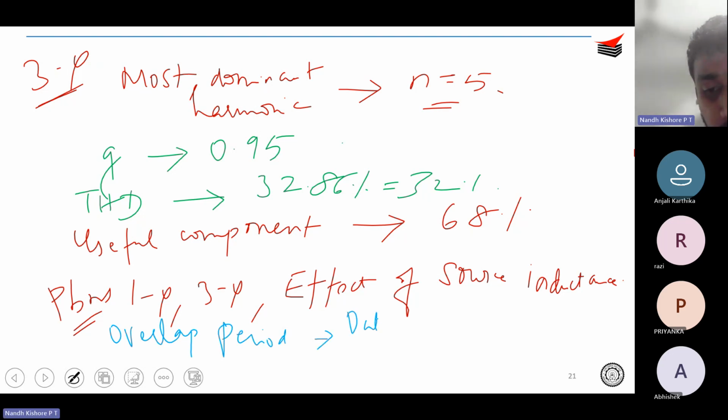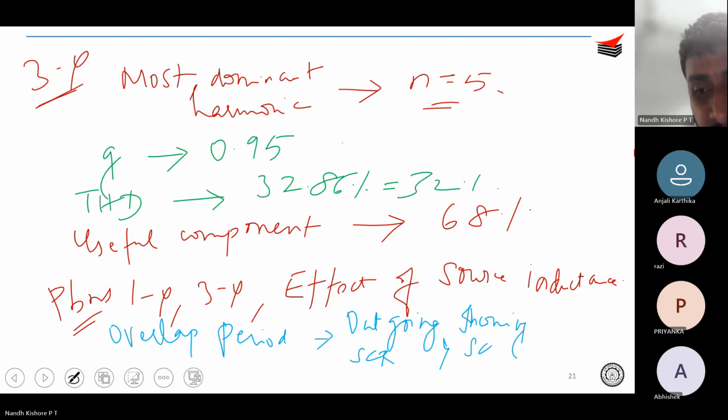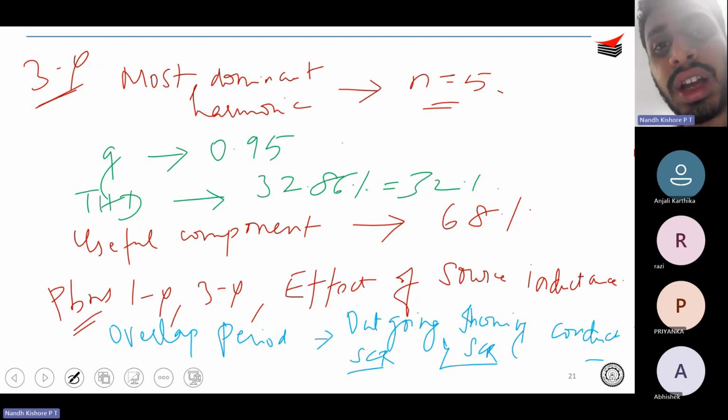Wherein both the outgoing SCR and the incoming SCR conduct. That is, the SCR which is going to turn off and the SCR which is going to turn on, both of them will conduct for a very small period of time. That period is called the overlap period, and it comes about purely due to your source inductance. Okay, so this is where we ended our rectifier discussion. Single phase, three phase, controlled, semi-controlled, uncontrolled, and then finally the effect of source inductance.